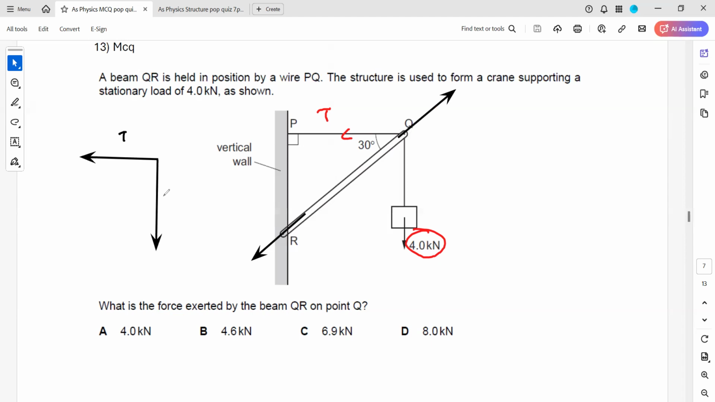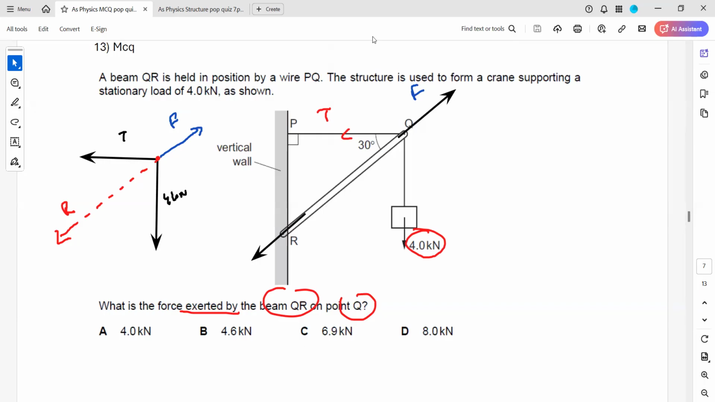So tension T is there and 4 kilonewton. The resultant of these two forces acts in this direction on point R. Then the question is, what is the force exerted by the beam on point Q? There is a force on the beam, so according to Newton's third law there will be a reaction force, a force by the beam in the opposite direction. That force will be F. Is it clear till this point? The direction of the force. Then I will solve a question, but first you should understand the direction of the force.